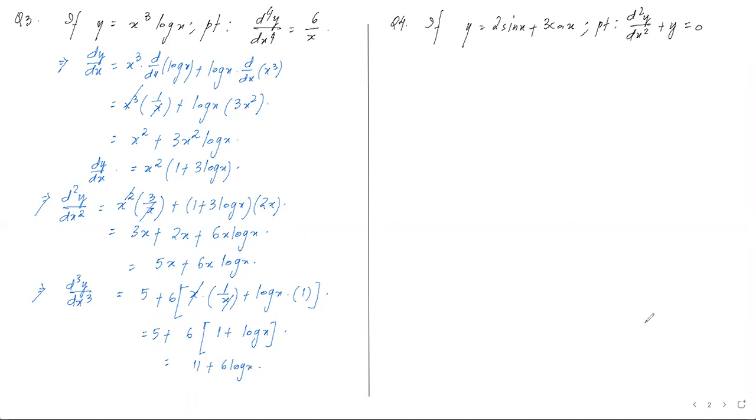So far we have differentiated the function 3 times. And lastly, differentiating it for the fourth time. So it will become d power 4y by dx4. 11 derivative will be 0. 6 log x derivative will be 6 by x. 6 by x is what we wanted to prove. So this is proved. The process was a little long, but we arrived at the final answer.